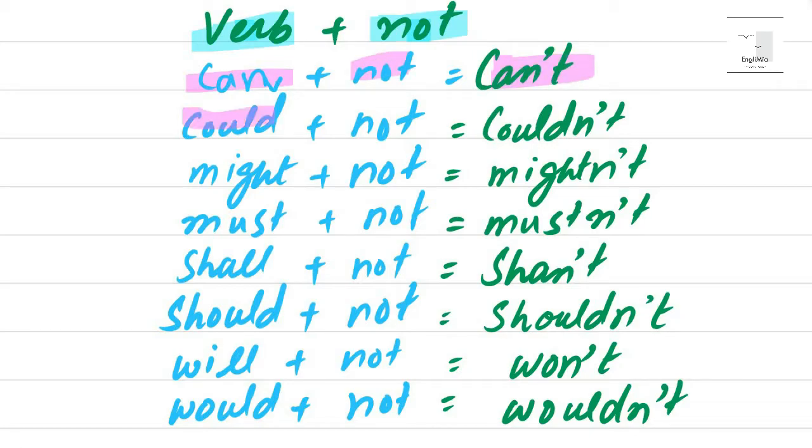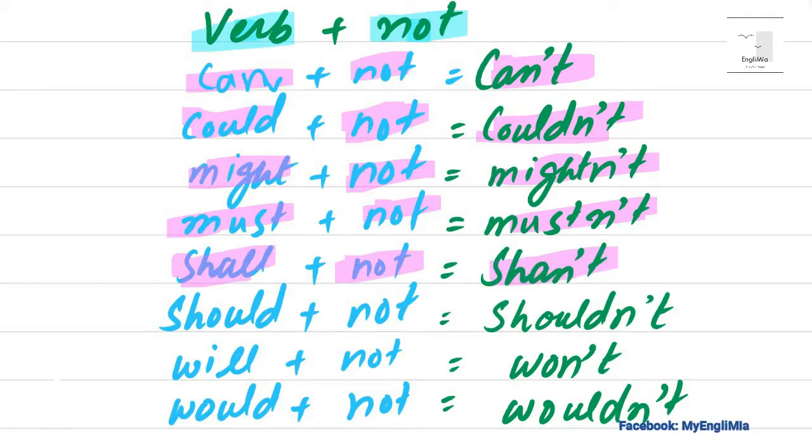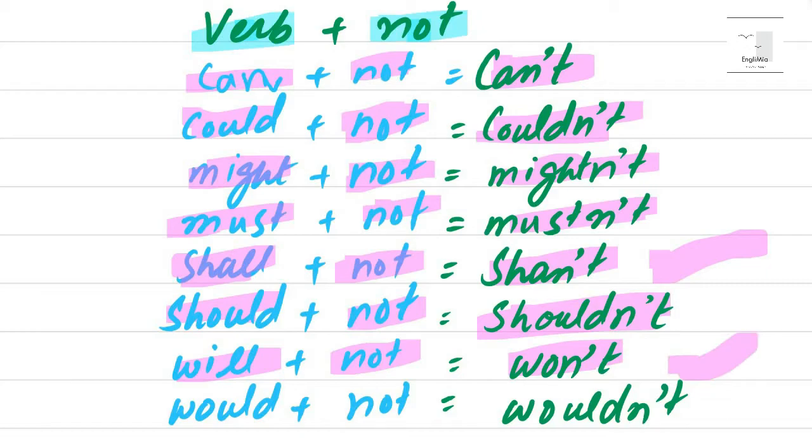Can't. Could plus not, couldn't. Might plus not, mightn't. Must plus not, mustn't. Shall plus not, shan't. So you can see it is not contracted as shalln't, it is shan't. Should plus not, shouldn't. Will plus not, won't. It is not used as willn't, it is contracted as won't. Would plus not, wouldn't.